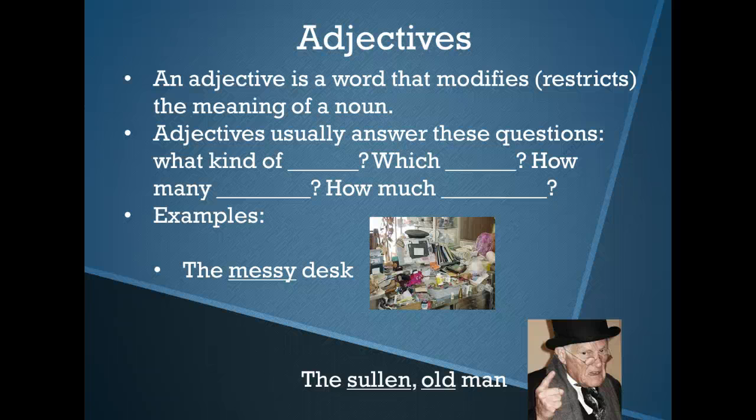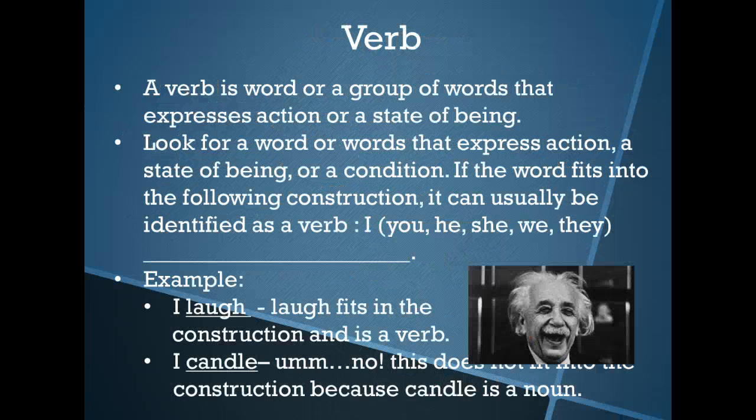Next up, we have adjectives. An adjective is a word that modifies or restricts the meaning of a noun. Adjectives usually answer these questions: what kind of, which, how many, how much. An example is the messy desk. This answers which desk. It's the messy desk. Or, in example 2, we have the sullen old man. In this case, sullen and old modify which old man we're talking about. Therefore, sullen and old are both adjectives.